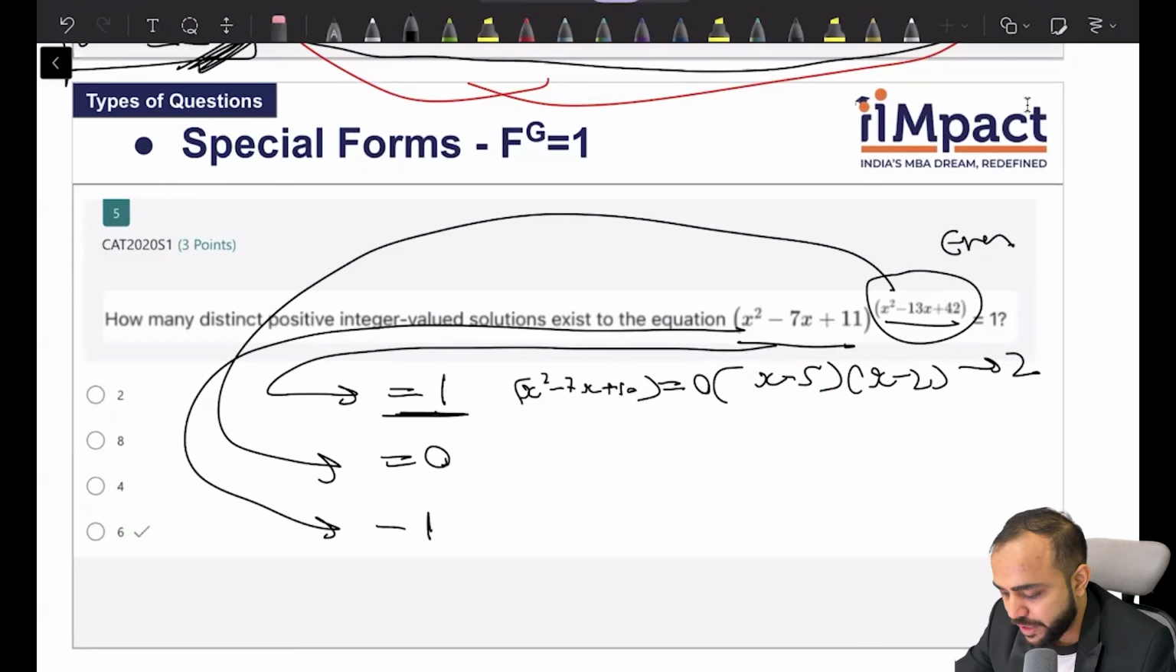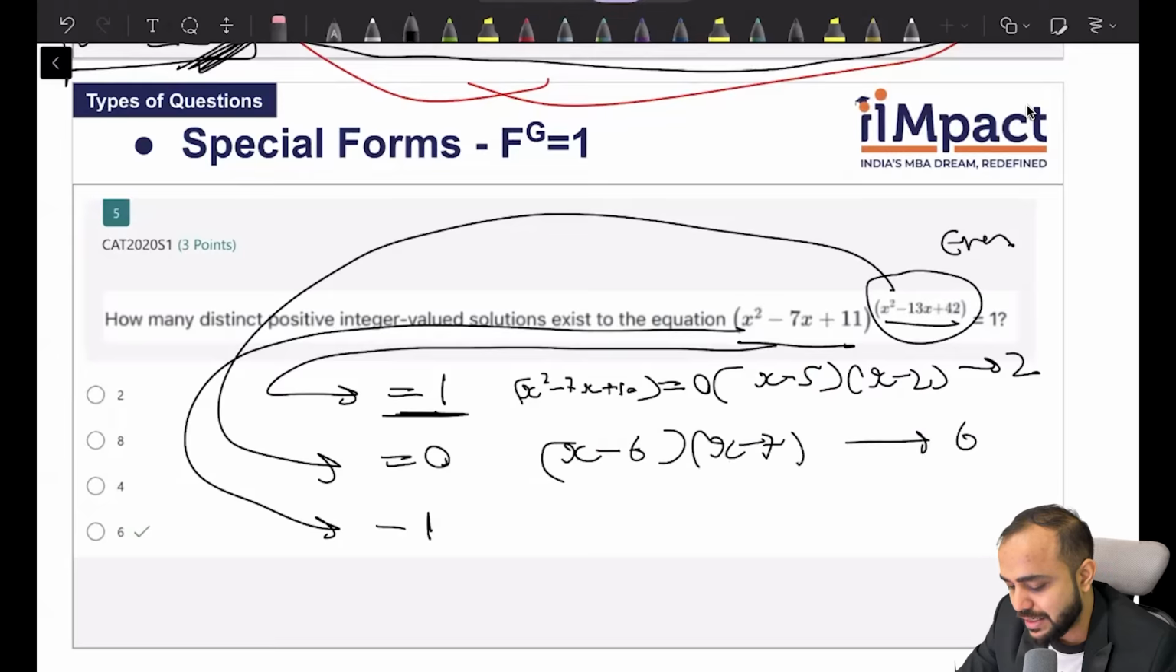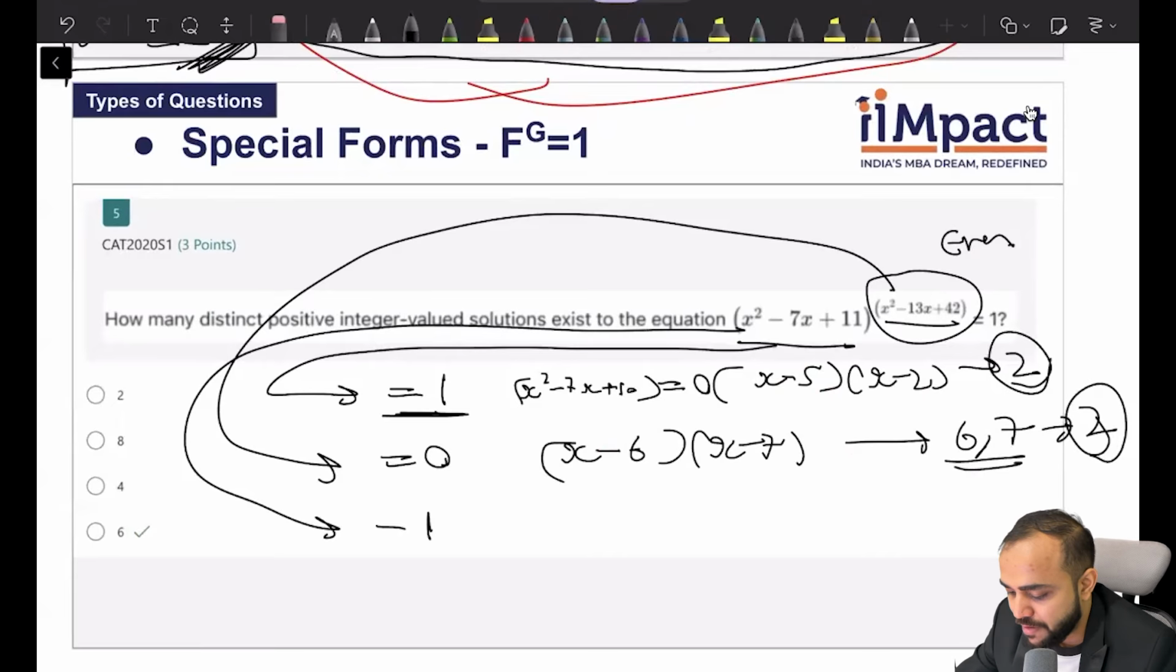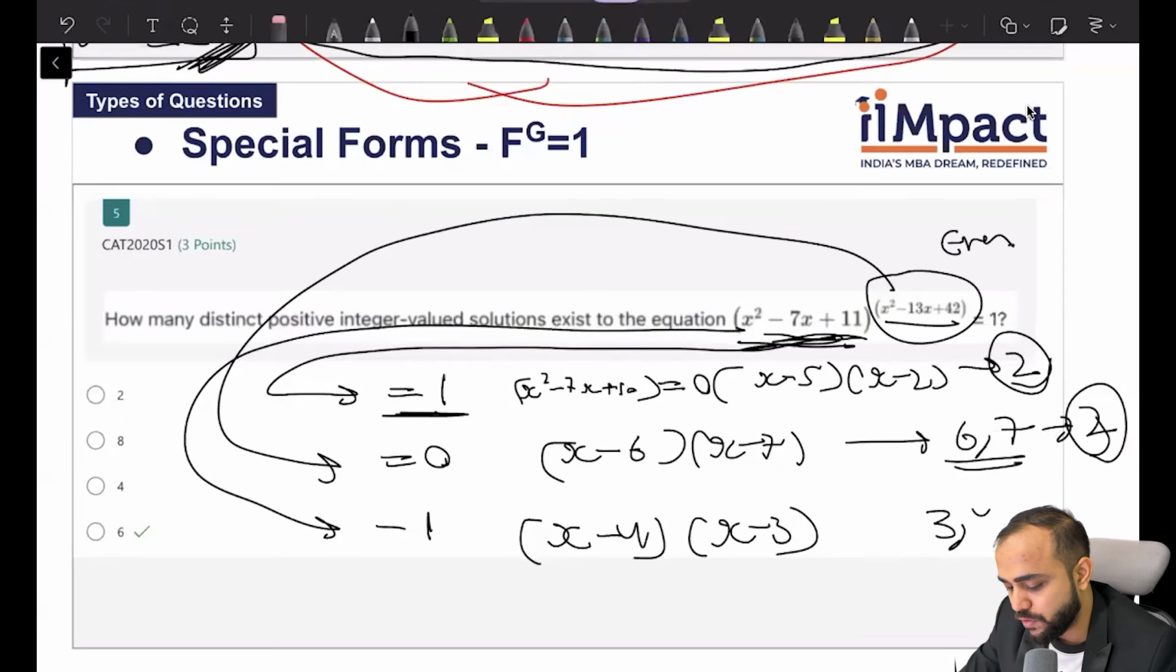If I take the power as 0, will you have integer answers there? 42 is 6 into 7. So x minus 6 into x minus 7. So you will get 6 and 7 also as your answer. So I'm getting 2 from here as well. If I put this equal to minus 1, I'll get x square minus 7x plus 11 is equal to minus 1, or 12. So x minus 4 into x minus 3. So 3 and 4 will also be allowed.